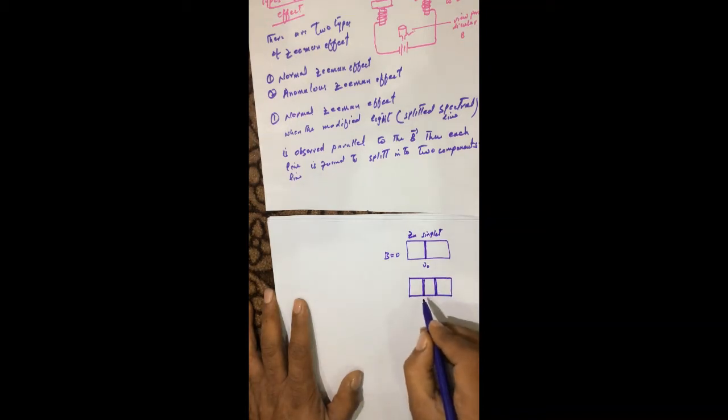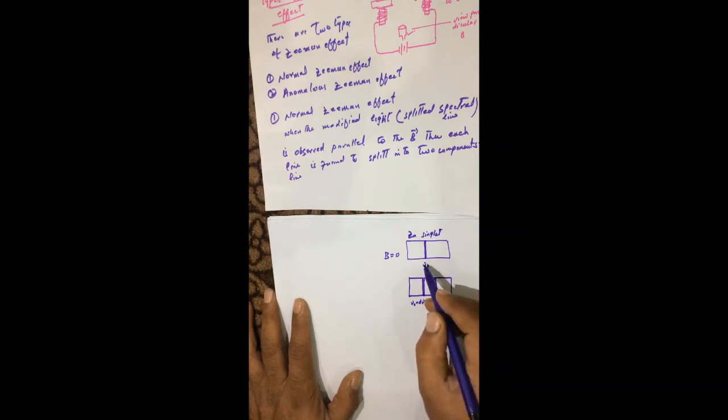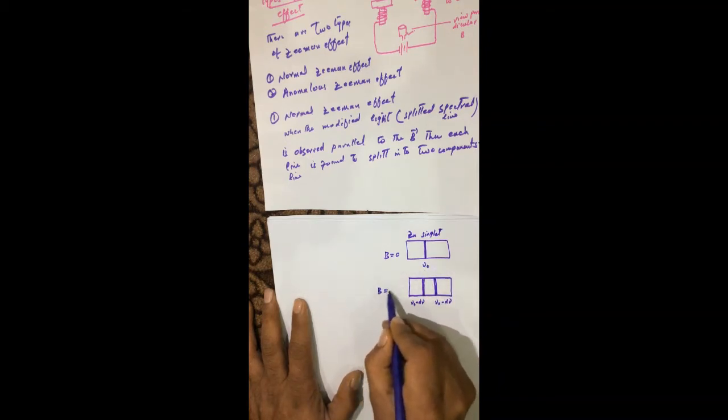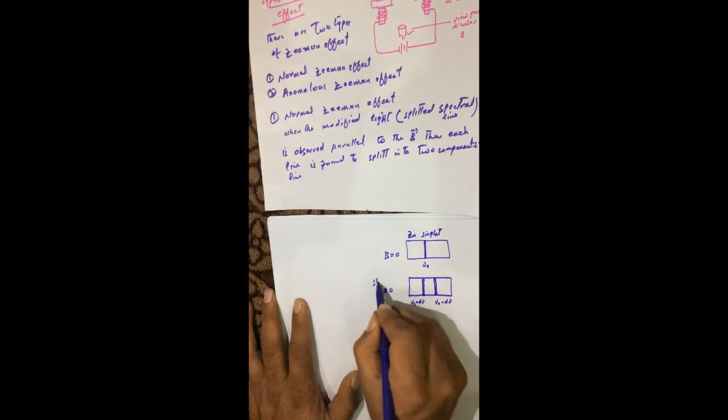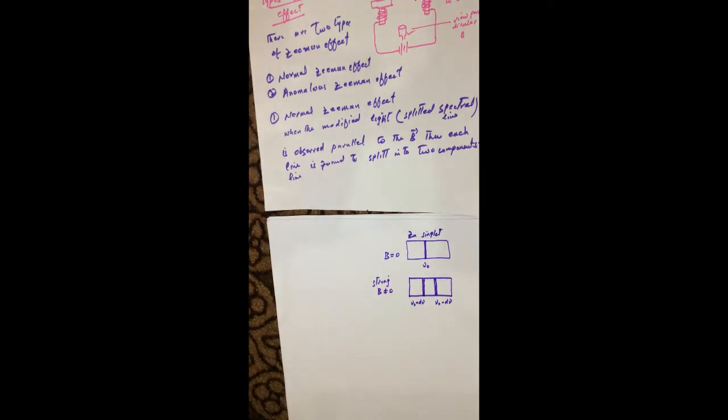One with higher frequency and one with smaller frequency as compared to the frequency of unaffected light. Here we have B is not equal to 0, but in normal Zeeman effect we use a strong magnetic field. So this is called normal Zeeman effect.